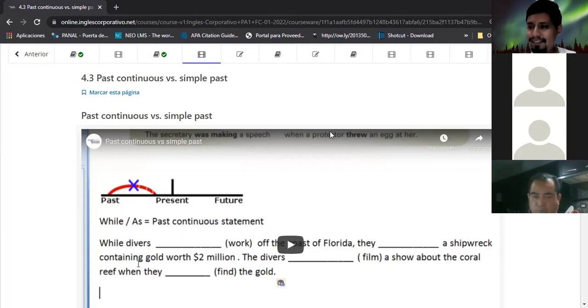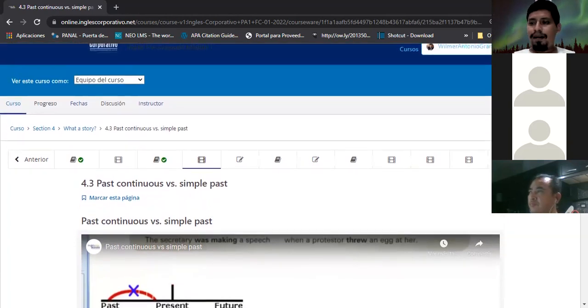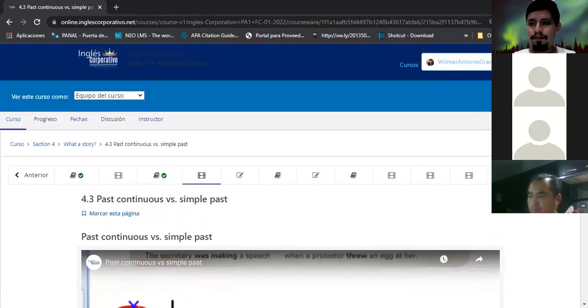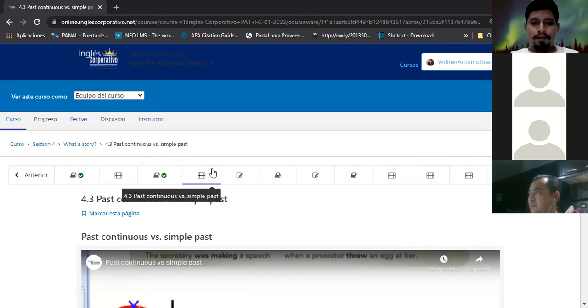So this is just the introduction, but before starting to work on those topics, we're going to be developing an activity. I will share with you a link where you're going to be playing a game, and you're going to be working on vocabulary. You're going to learn some vocabulary that is related to the following topic, that in this case is news broadcasts. I'm sharing the link right now, just give me a second.